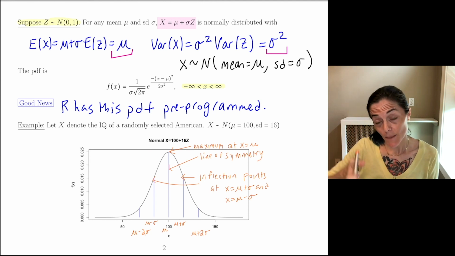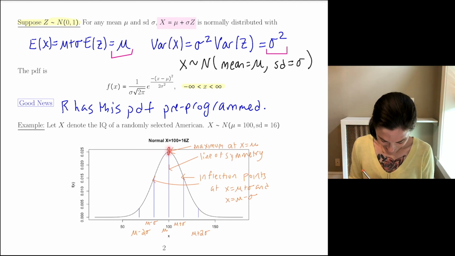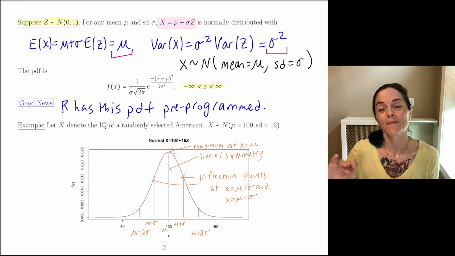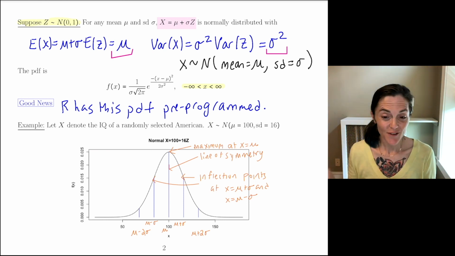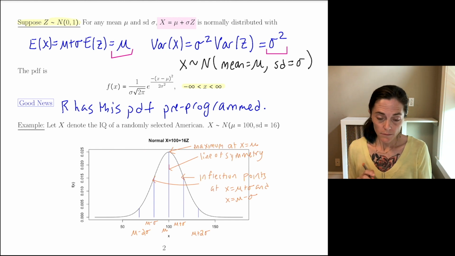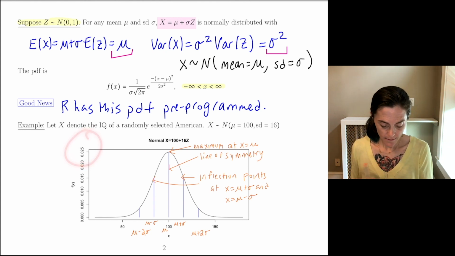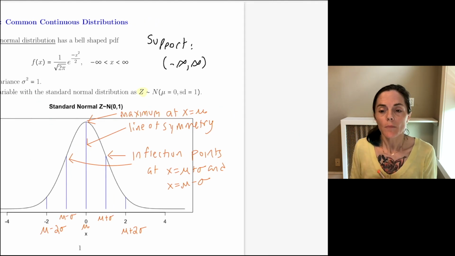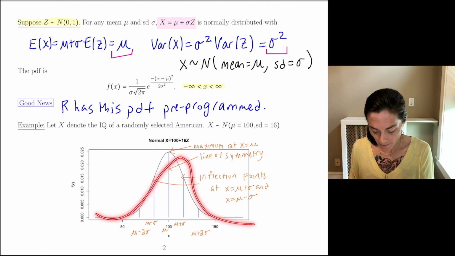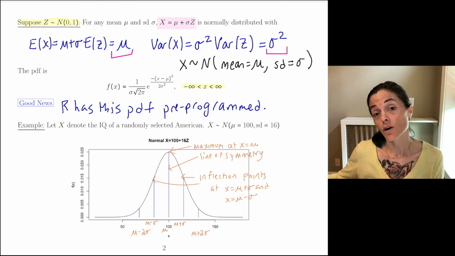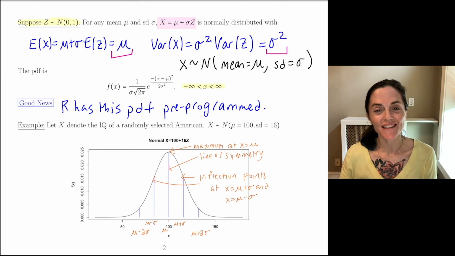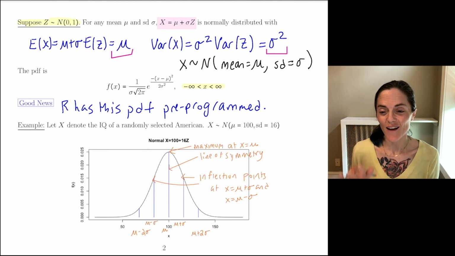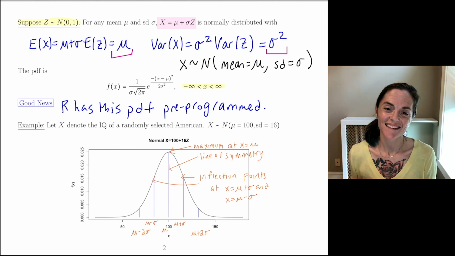We have a line of symmetry right here. Inflection points at x equals mu plus sigma and mu minus sigma. For instance, this height, of course, is not going to be the same as this height, because the total area from minus infinity to infinity under the curve has to be 1, but the general shape, bell shape, remains the same, really for all of the normal distributions.